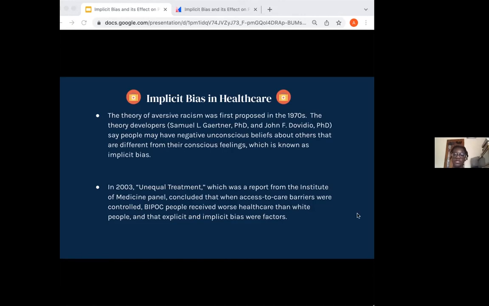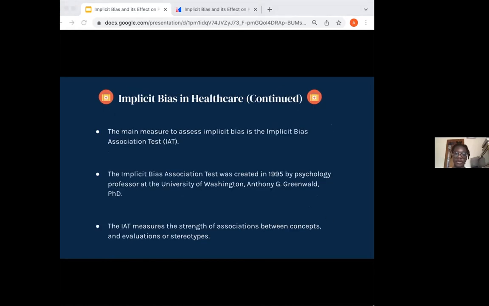And so, how is implicit bias measured? The main measure to assess implicit bias is the Implicit Association Test, IAT. In 1995, Anthony G. Greenwald, PhD, who was and is a psychology professor at the University of Washington, created the IAT. The test measures the strength of associations between concepts and evaluations, like good or bad, or stereotypes. The test tries to analyze and dig out people's initial responses and potentially their subconscious mind.